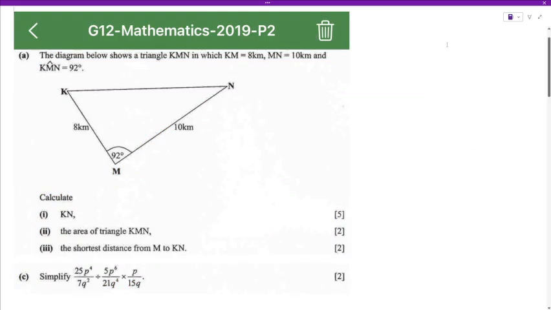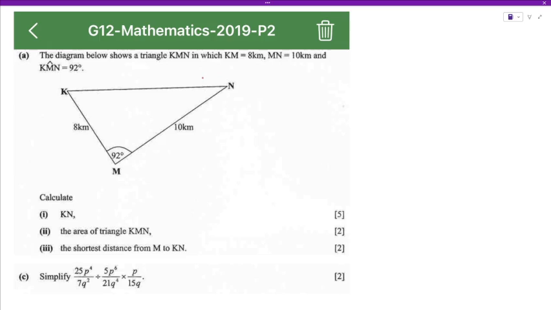And the question says, the diagram below shows a triangle KMN in which KM is 8 kilometers, MN is 10 kilometers, and angle KMN is 92 degrees. They're basically just describing the shape you're seeing on the screen right now. And the first question they're saying is calculate the distance KN.